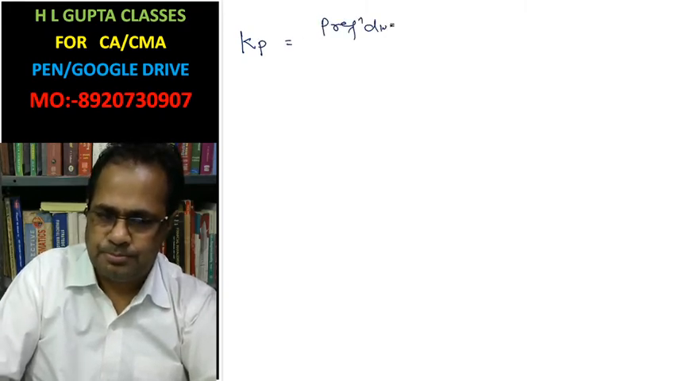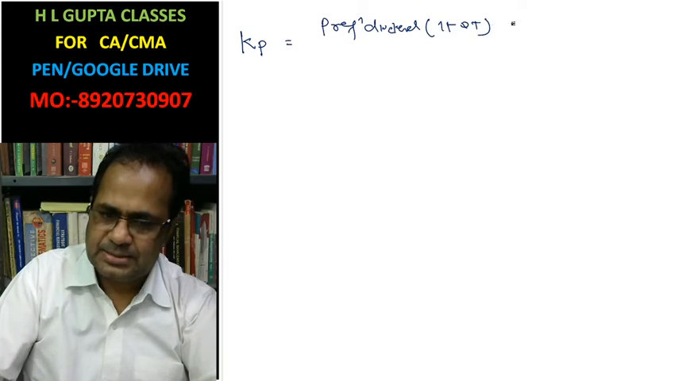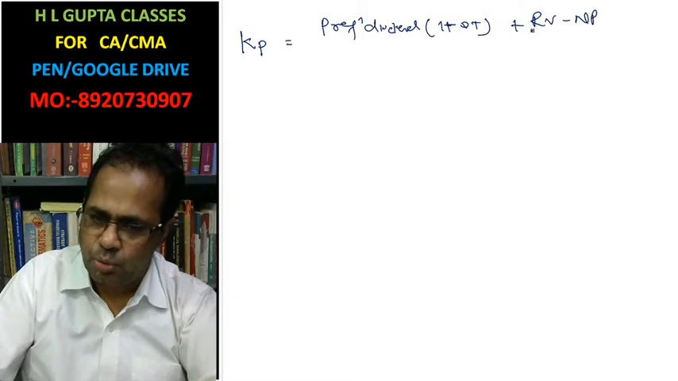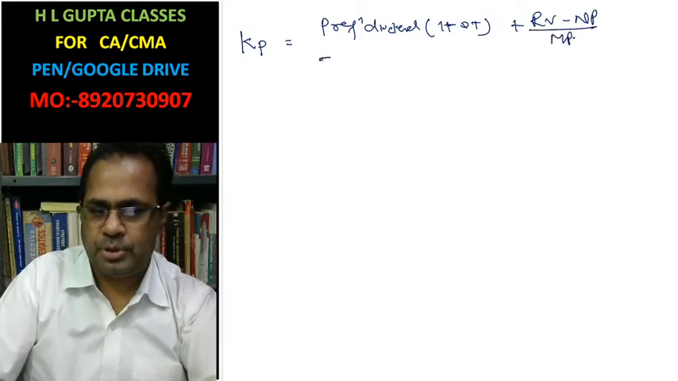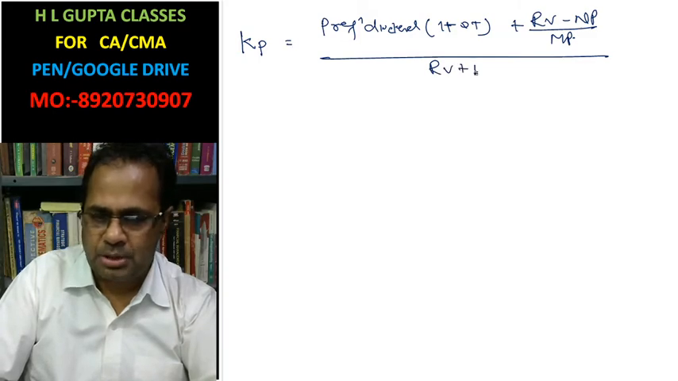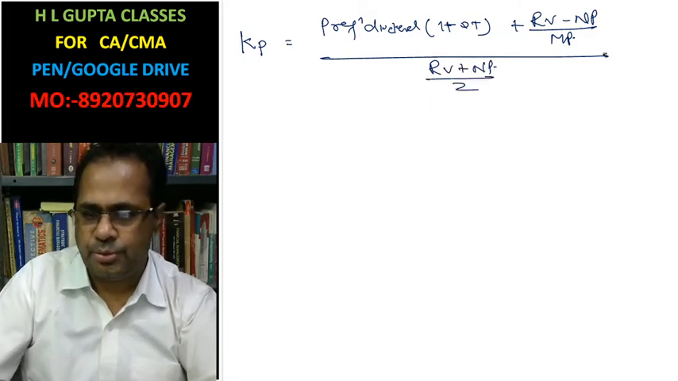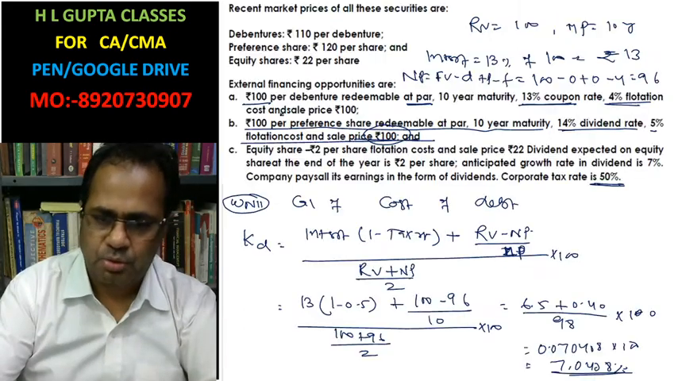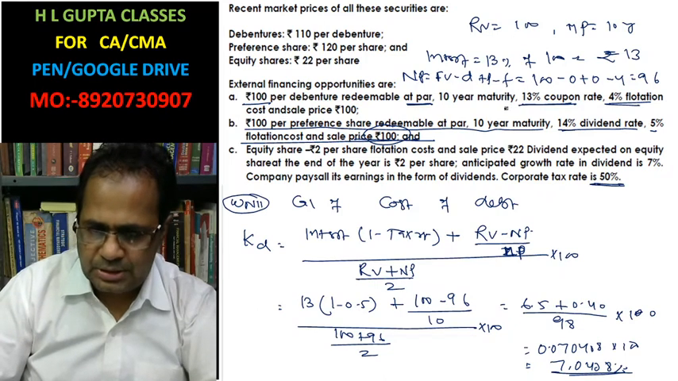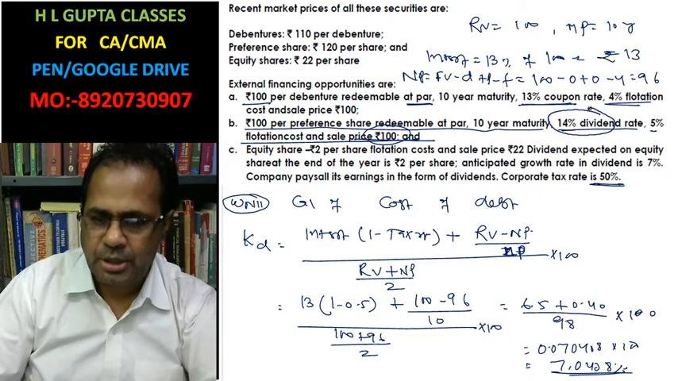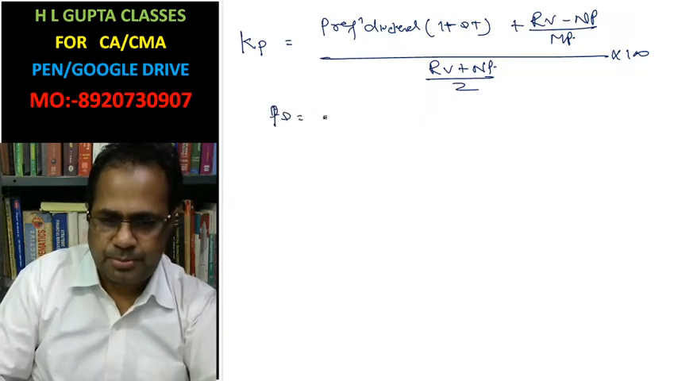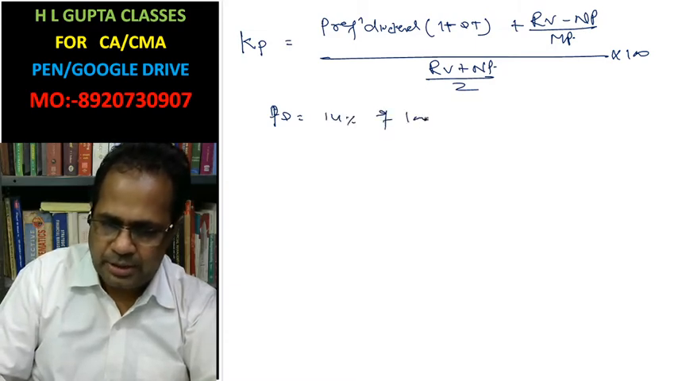Preference dividend into 1 minus dividend tax, plus redeemable value minus net proceed, whole divided by maturity period, divided by redeemable value plus net proceed divided by 2, into 100. Then preference dividend is calculated here. Look at here. This is the 14% dividend. 14% dividend is given here. That's why preference dividend is 14% of 100, this is 14.